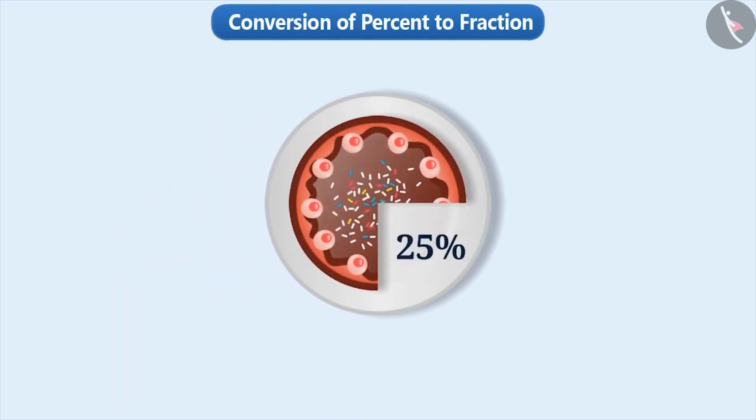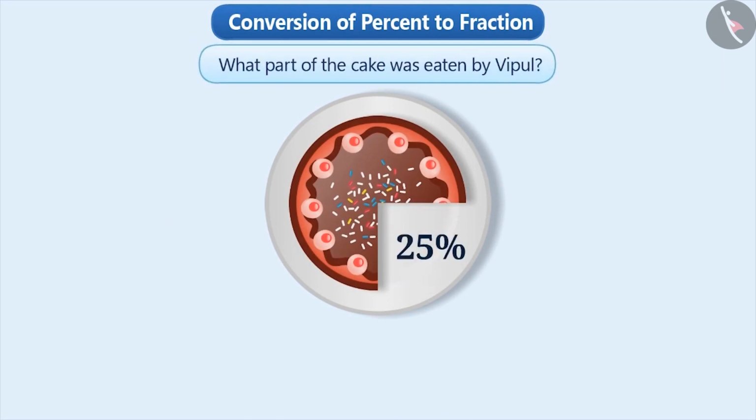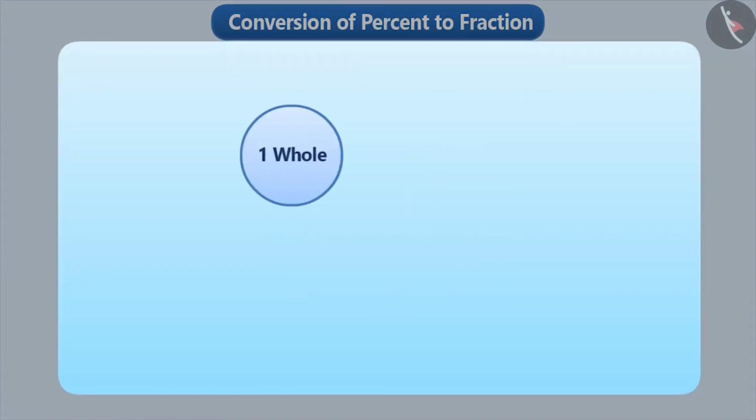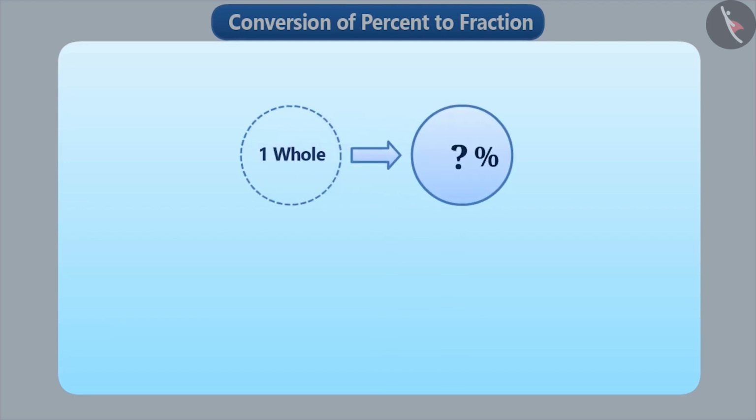Now consider 25% of the cake is eaten by Vipul. Then what part of the cake has he eaten? In order to find this, we need to convert 25% into fraction. If you take the complete part of a whole, how will you express it in percentage? Think for a while. You've got it right.